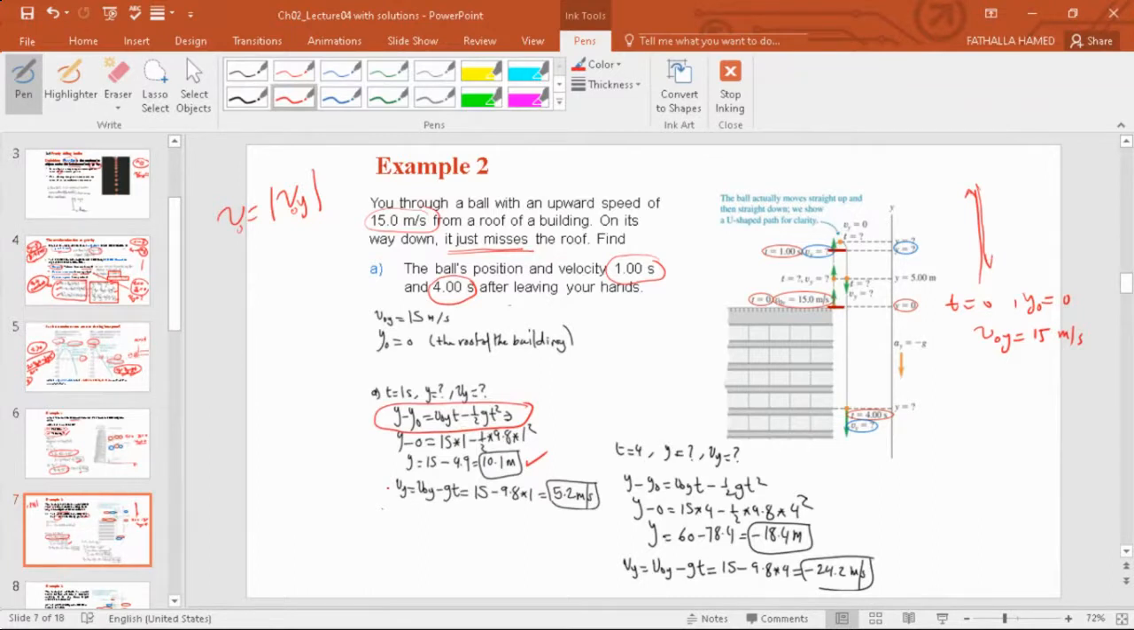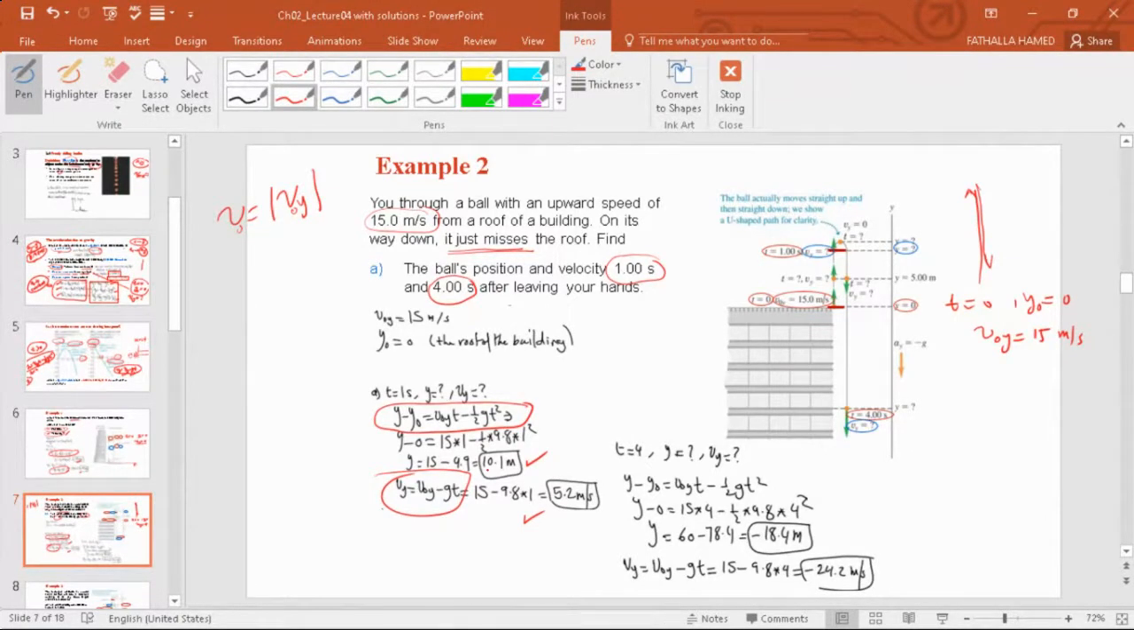Now, if you want to decide on your velocity, Vy is equal to v0y minus gt. Your v0y is 15, g is 9.8, and t is 1 second, and you get 5.2 meters per second, which means your Vy, your velocity, is positive. That means you're still moving up, but of course less than 15 meters per second, the starting velocity, and you would expect that.